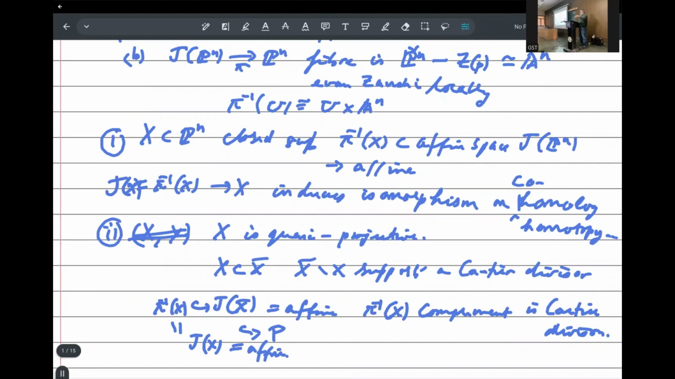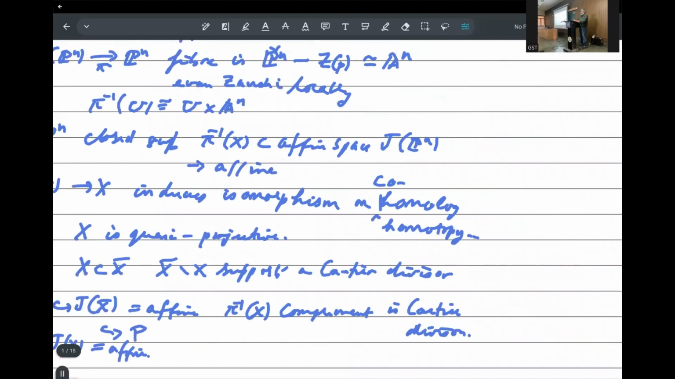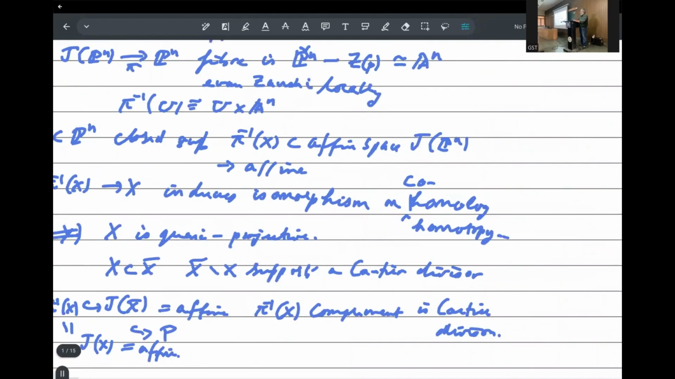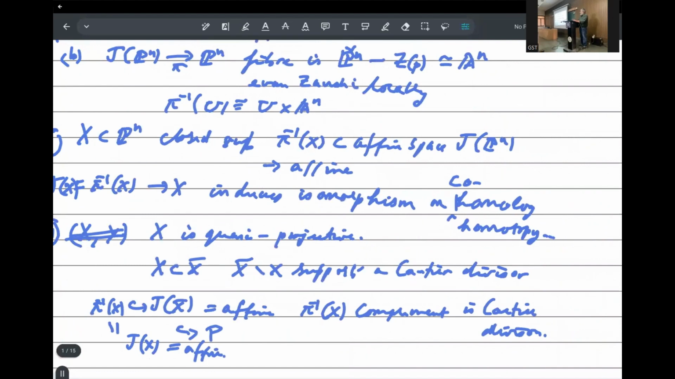So now for a quasi-projective variety, we have got an affine variety. Okay. Now what do we do for a pair? Is it okay so far? I mean, these things you'll have to find some book to check.